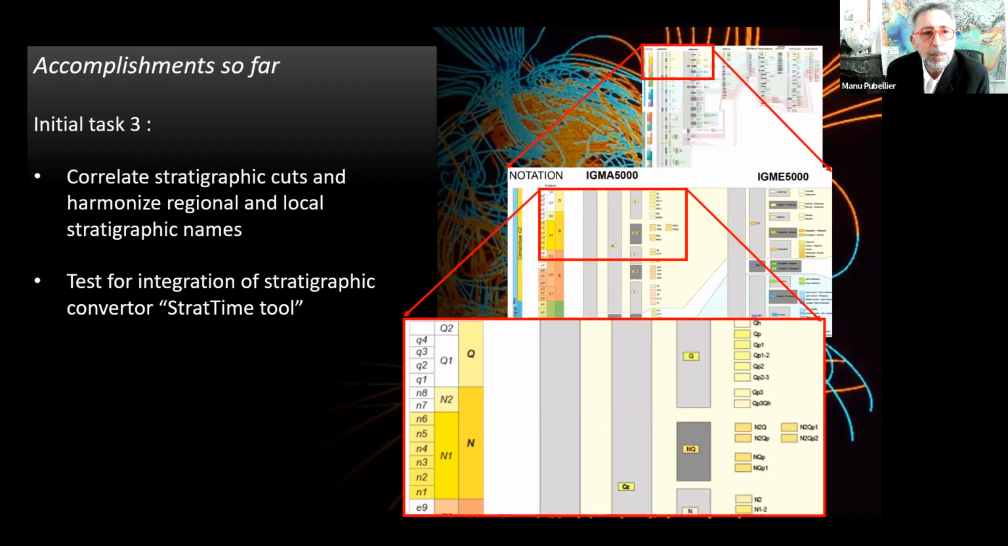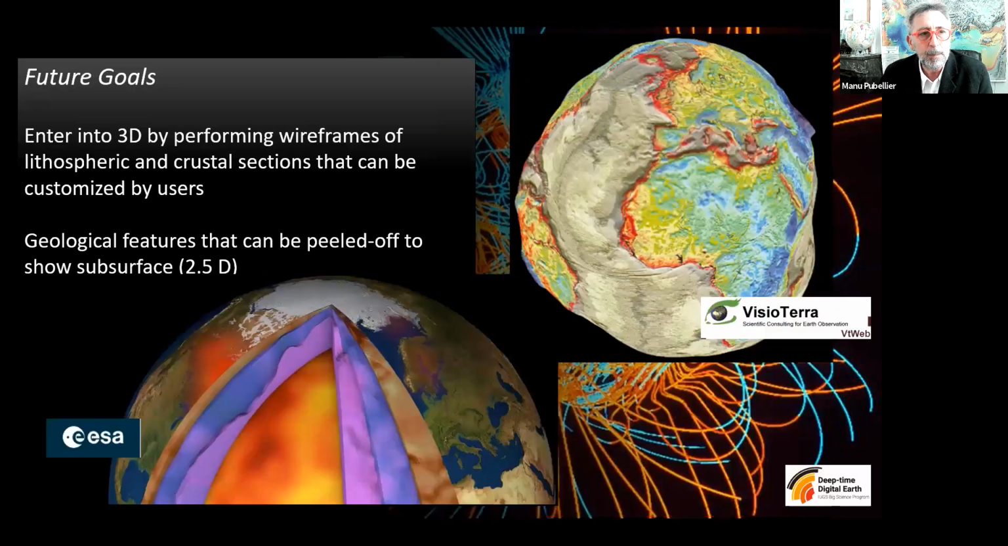The most difficult part is to correlate all the stratigraphic cuts and harmonize, of course, regional and local stratigraphic names. Following the International Commission on Stratigraphy, we are testing a tool, which is the StratTime tool, which is available already at CGMW for free, of course, and we try to make our homogeneous standard.